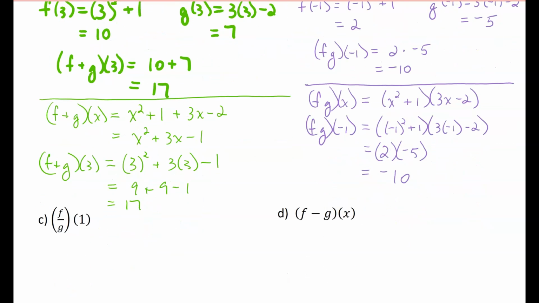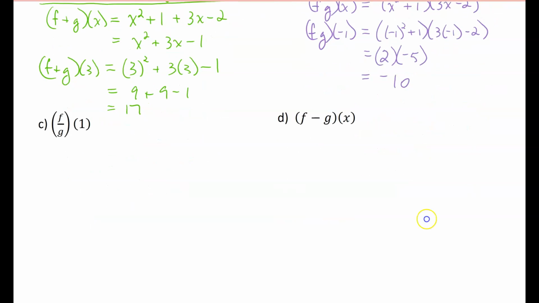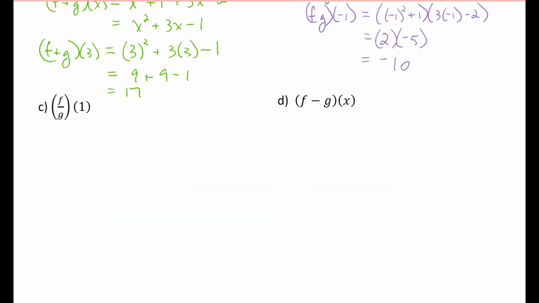Okay, let's look at the next one. All right. So in this one, I have f divided by g of 1. So again, I'm going to go ahead and separate it into its two pieces. F of 1 divided by g of 1. And I'm going to solve those individually.